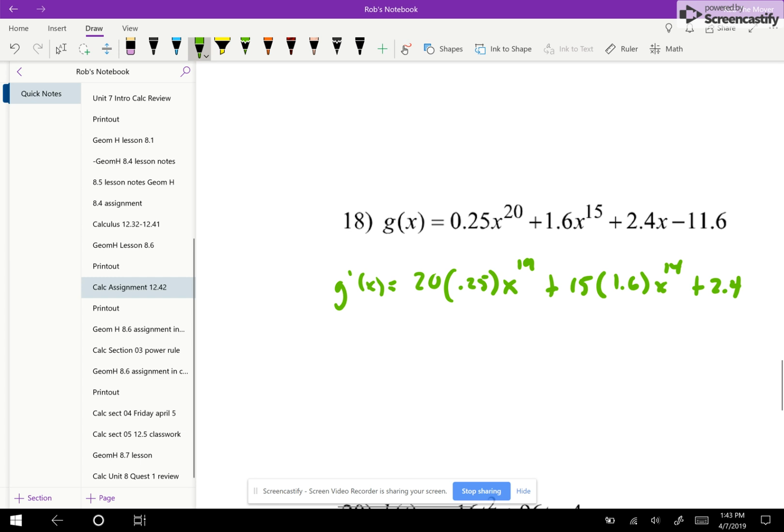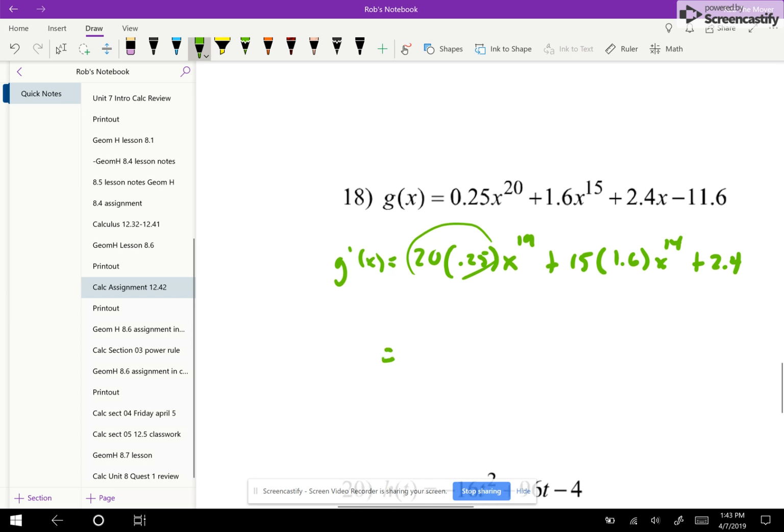What this says is multiply 20 times 0.25. Think about that. That's 20 quarters. If you had 20 quarters in your pocket, how much do you have? You'd have $5, right? Because each 4 makes $1. So this is 5x to the 19th.